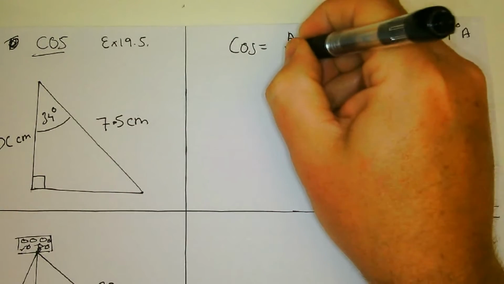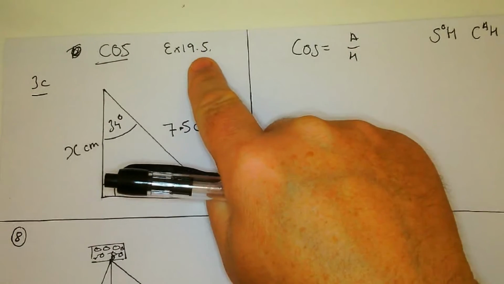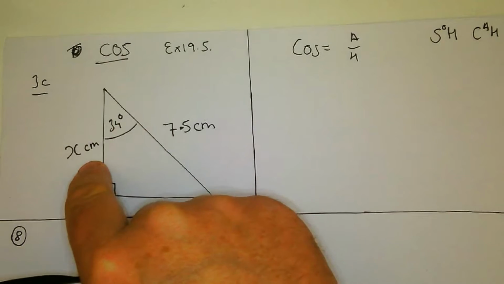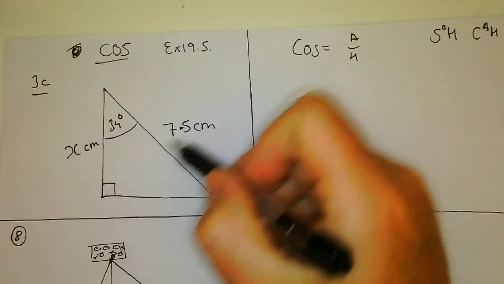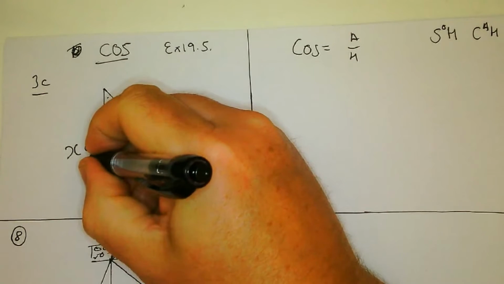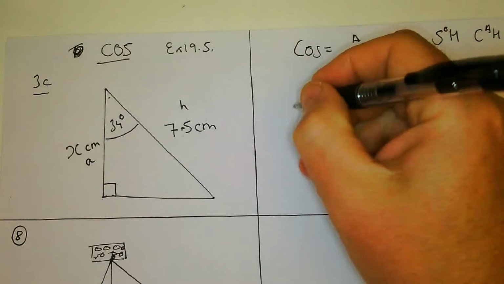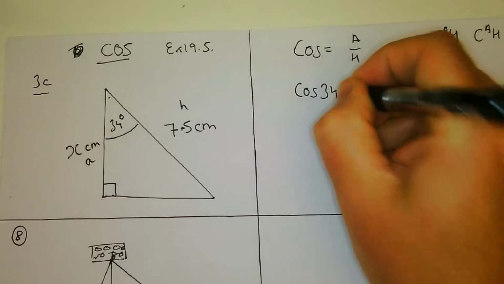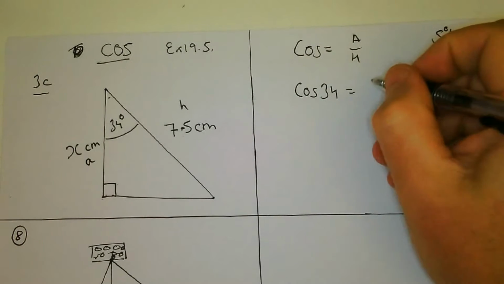So in this question here, which is from exercise 19.5, which you've got to do in 3C, they're asking you to work out this guy here. Now, let's go and fill in where's the hypotenuse. There's the hypotenuse. Between the angle and the 90 degrees is the adjacent, and that's the side we're finding. So we've got the angle. So in this question here, we've got cos of 34 equals, well, the A in this case is X, and hypotenuse is 7.5.